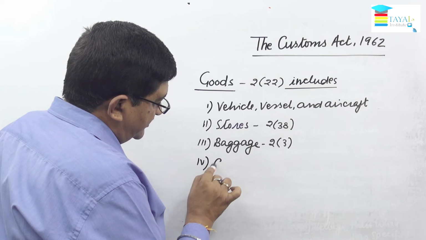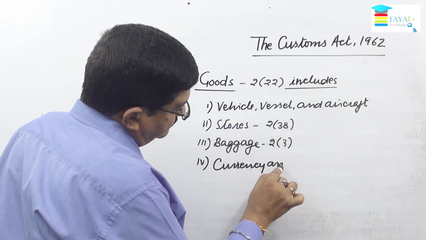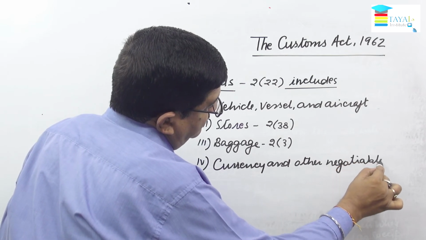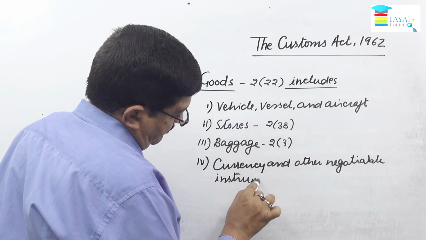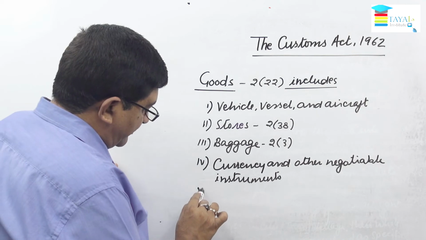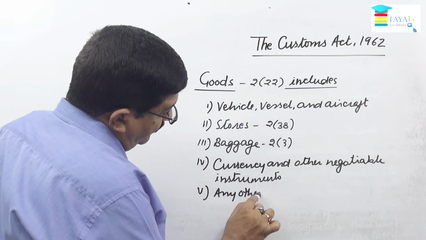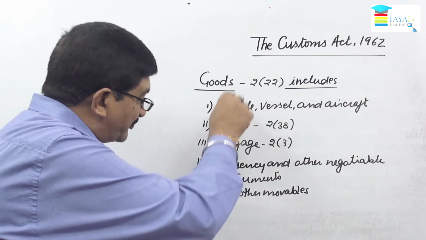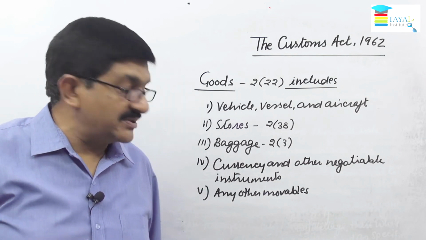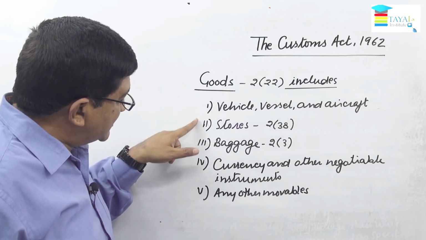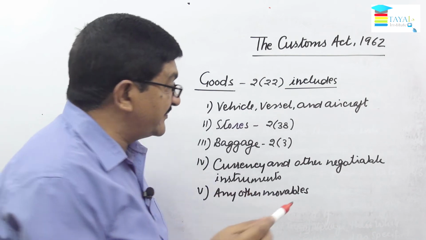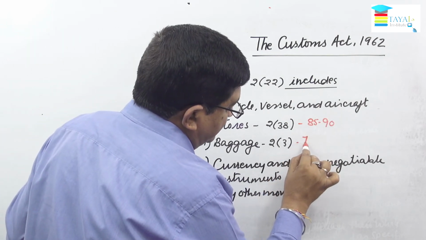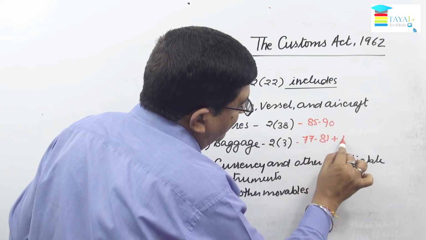Number 4, this talks about currency and other negotiable instruments. Number 5, any other movables. The broadest category is any other movables. These are specific, this is open, and the majority of the provisions of the Customs Act are in relation to other movables. Stores and baggage are very specifically defined. For the concept of stores, specific provisions are covered from section 85 to section 90. And for baggage, we have section 77 up to section 81, plus baggage rules are there.